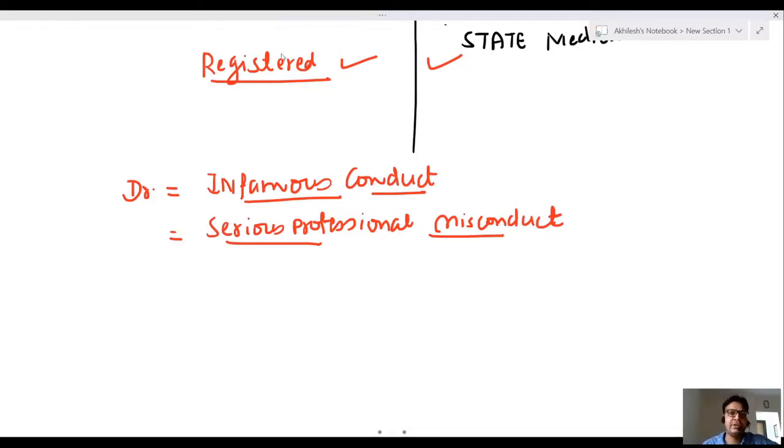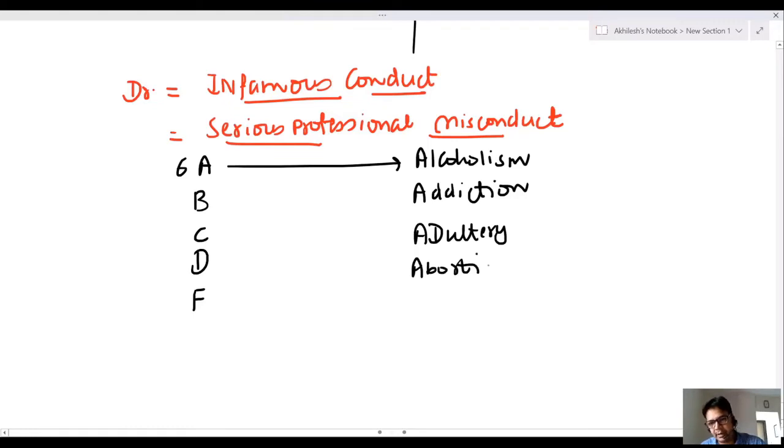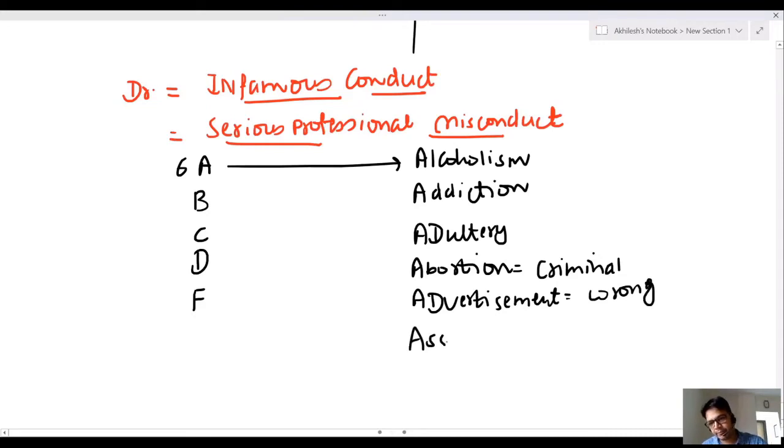Now, what are the infamous conducts where a doctor is involved? You can remember 6A, and I'll discuss B, C, D, F. What are the 6A during practice? A for alcoholism: if during practice the doctor is involved in alcoholism, drinking alcohol. A for addiction, a drug addict. Adultery, extramarital affair. Abortion, criminal abortion. A is advertisement, wrong advertisement. And the last A is association. Association means giving or taking commission.